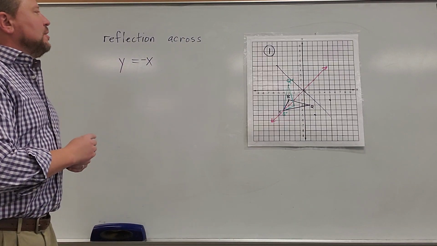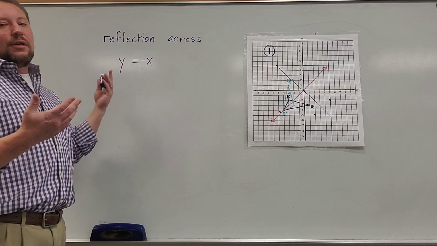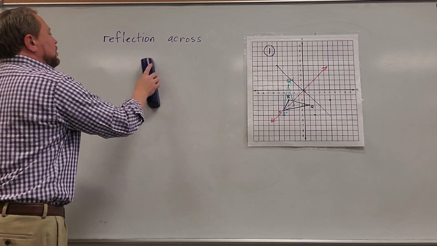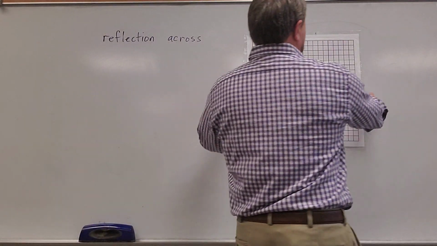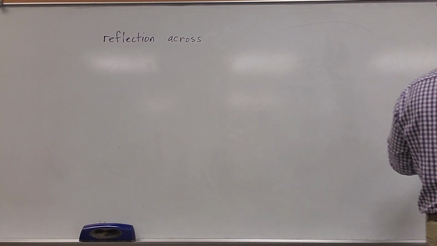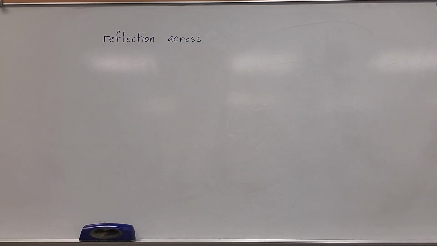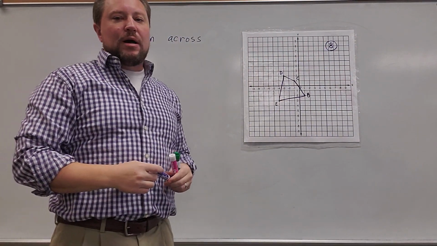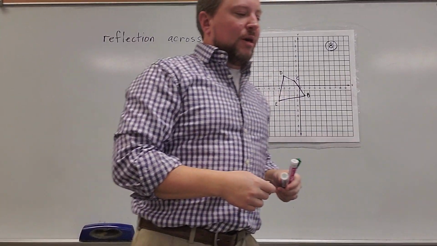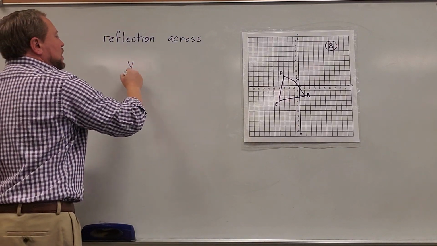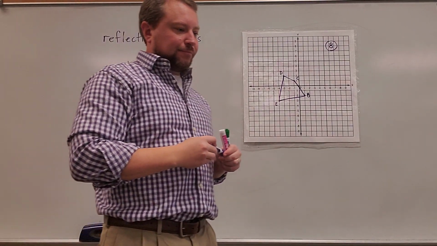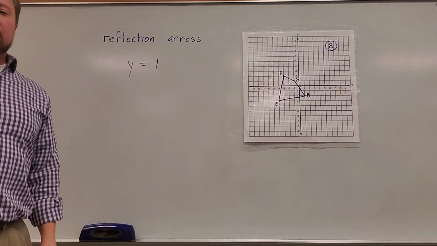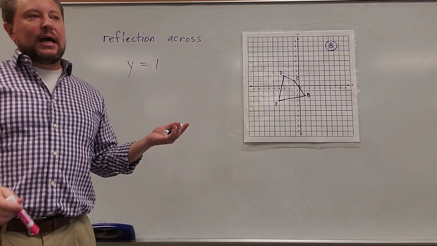All right, so that's one of our reflections across a particular line like y equals x or -x. If you look though at problem number 8 on your sheet, that's the next one I want to do. On problem number 8, they want to do a reflection across the line y equals 1. So this time our line of reflection is not going to be running diagonally.